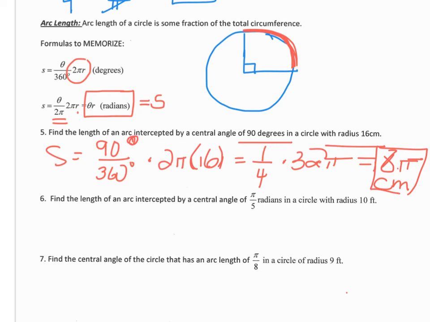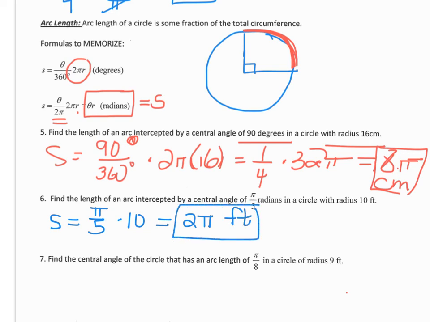All right, let's do the same thing now with a radian measure. If we look at number 6, my arc length is going to be the angle, so pi over 5, times the radius. And again, I'm using the shortcut formula, just theta r. So it's theta times the radius. If you do a little reducing here, I get 2 pi, and this is in feet.